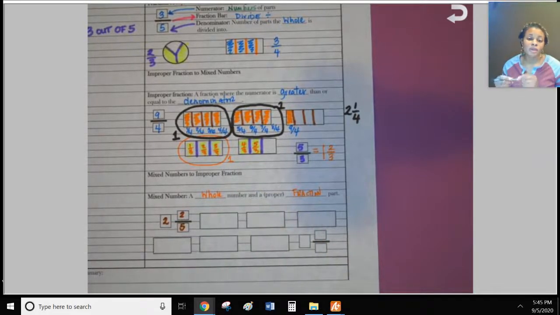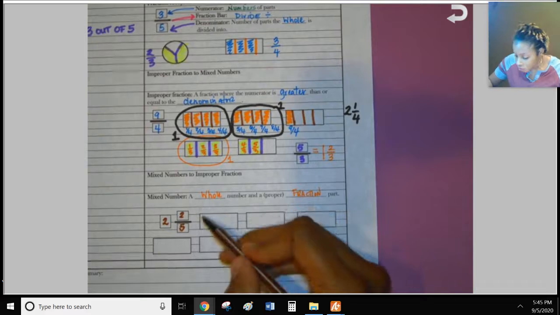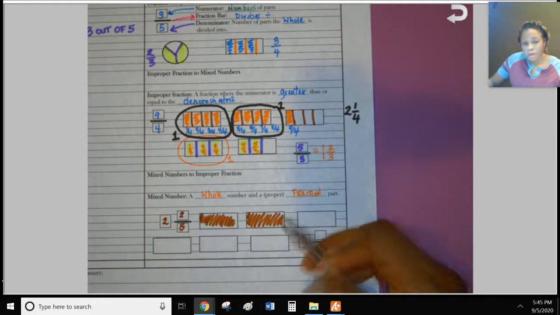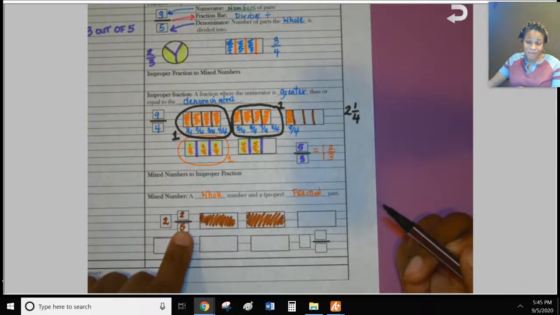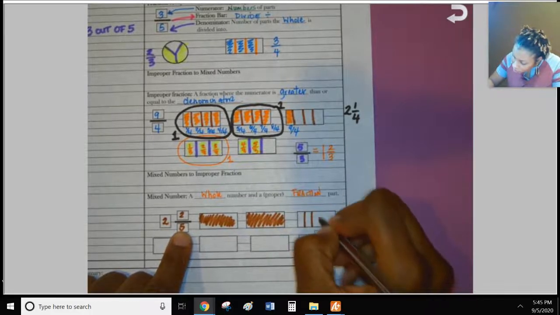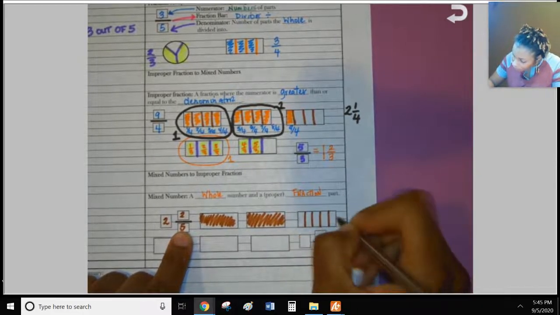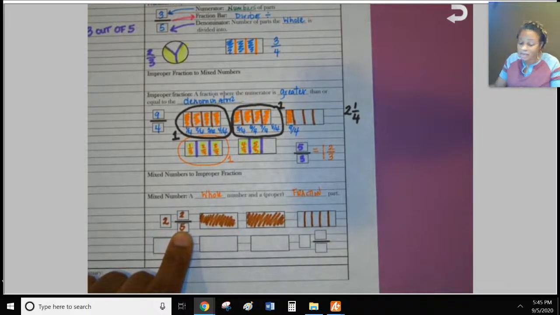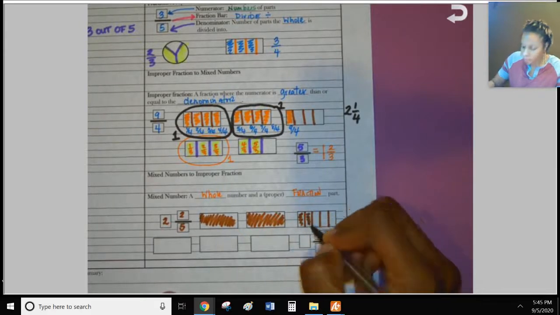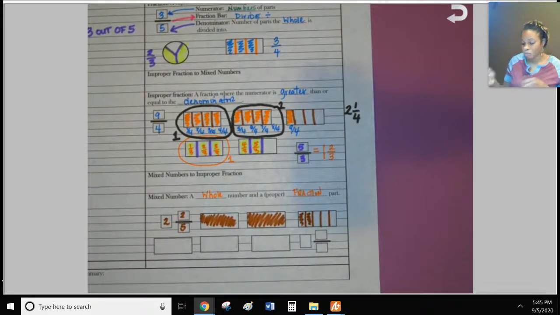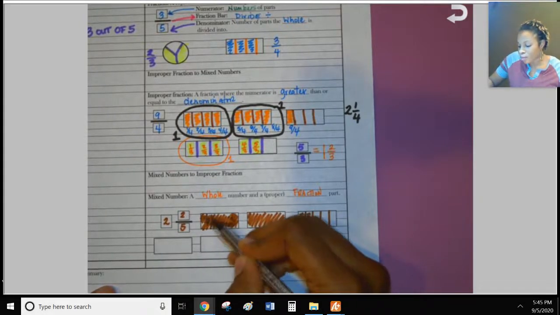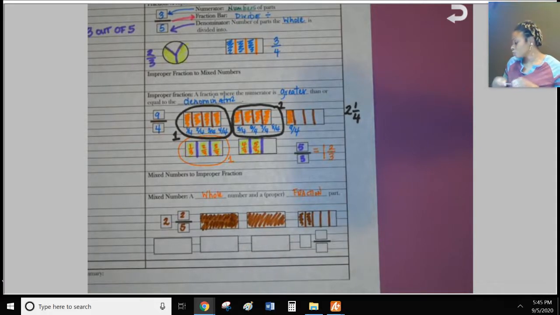So if I was modeling 2 2/5, I would shade in 2 wholes, 1, 2, and then in the last one, again, my denominator tells me how to break up that last one. So I'm going to break it into fifths, 1, 2, 3, 4, 5. And of those, I need to shade in 2 out of the 5. So this is how I could represent my 2 wholes and my 2/5.